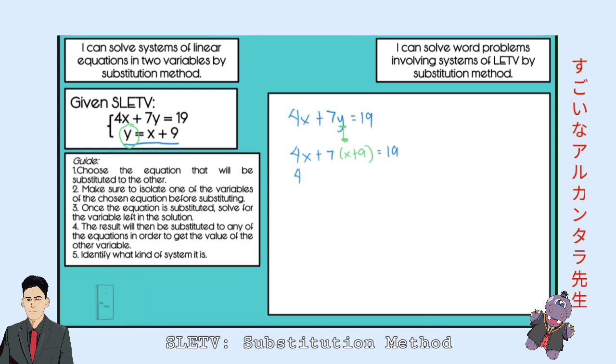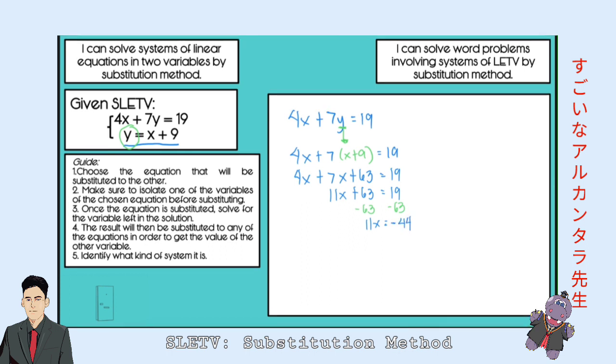So to continue, you will have 4x plus 7 times x is 7x, 7 times 9 is 63, equal to 19. Okay? And then to follow, you will have 4x plus 7x, that's 11x, plus 63, equal to 19. So subtract 63 to both sides to isolate the x variable, the remaining variable that we have here. So we will have 11x. What's the answer here? Negative 44. So to continue, divide the entire thing by 11 to isolate the x variable. So you will have x being equal to negative 4.